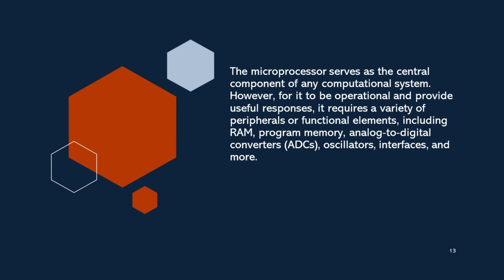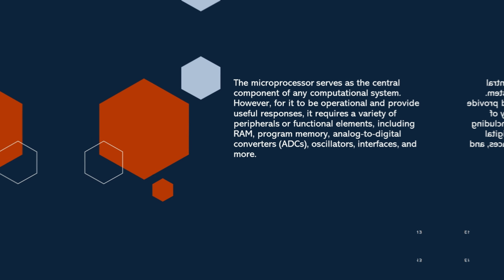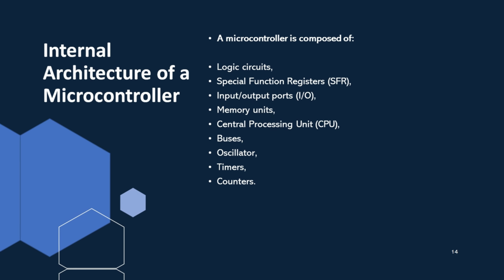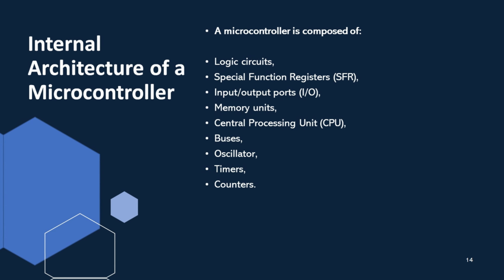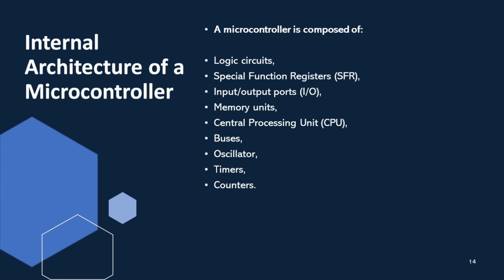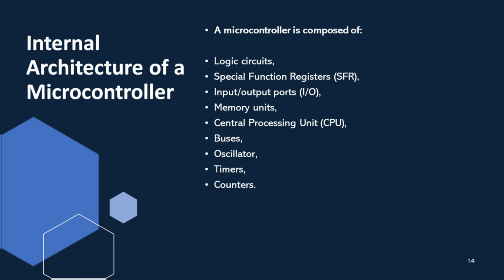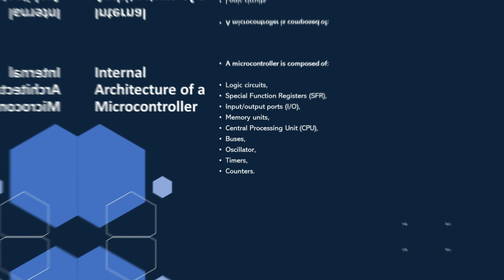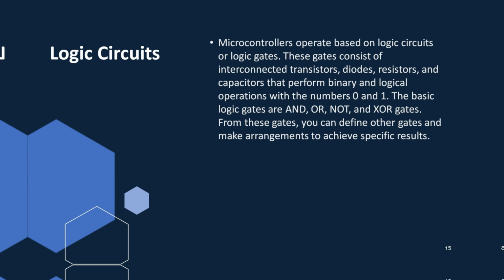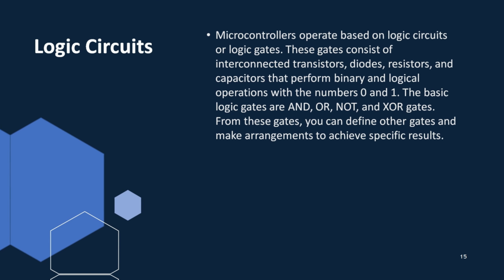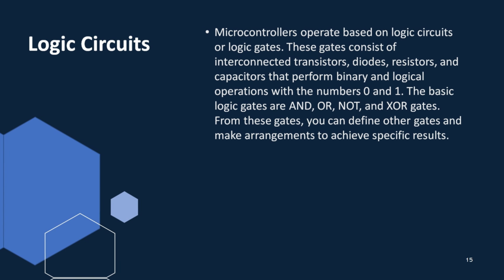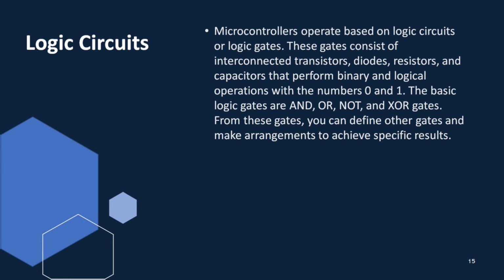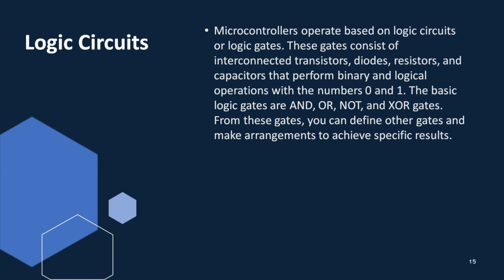A microcontroller is composed of logic circuits, special function registers, SFR, input-output ports, I/O, memory units, central processing unit, CPU, buses, oscillator, timers, and counters. Microcontrollers function on the principles of logic circuits or logic gates. These gates are composed of interconnected transistors, diodes, resistors, and capacitors, enabling them to perform binary and logical operations using the numbers 0 and 1.